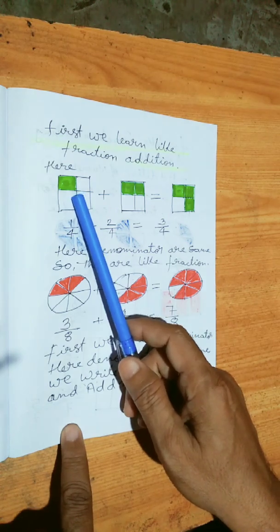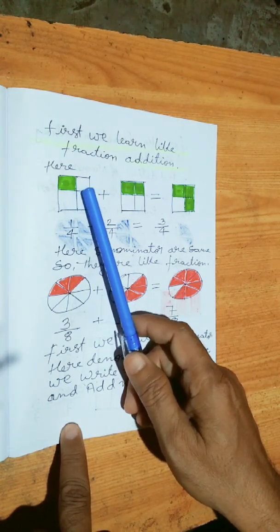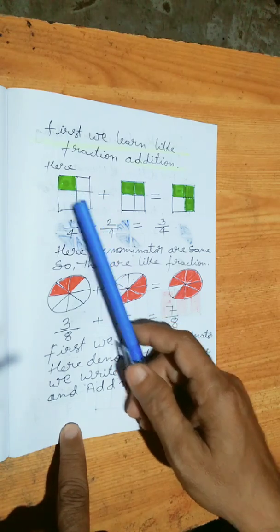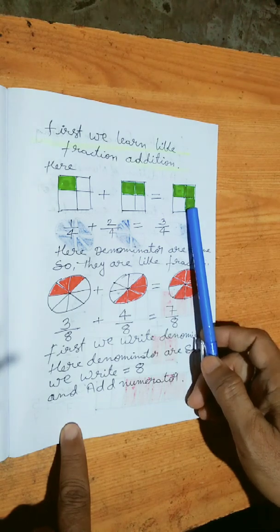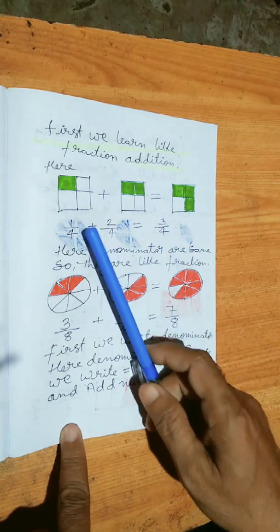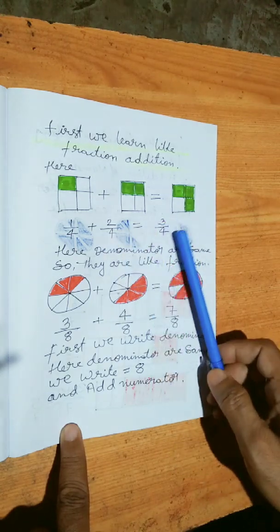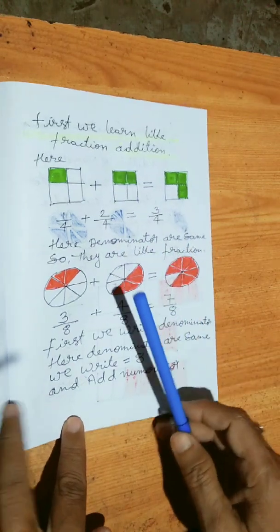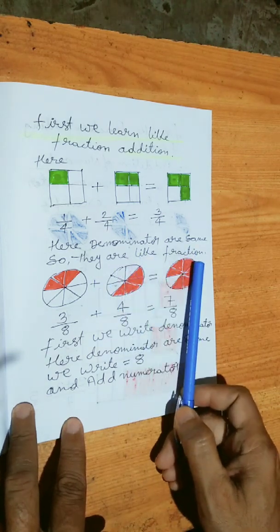Here, a fraction with four parts, one part is colored and two parts are colored. So the answer is three parts are colored. 1 by 2, 1 by 4, 2 by 4 and 3 by 4. Here the denominators are the same, so they are like fractions.